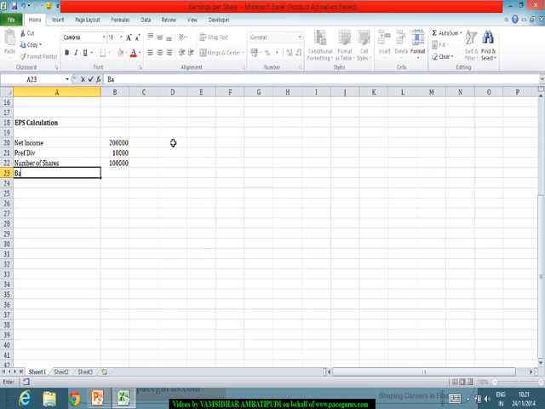Now here I can compute the basic EPS without any kind of complication. I'll take it as net income minus the preference dividend, and divide it by the weighted average number of shares. I can very well say that the basic EPS is somewhere around 1.9.